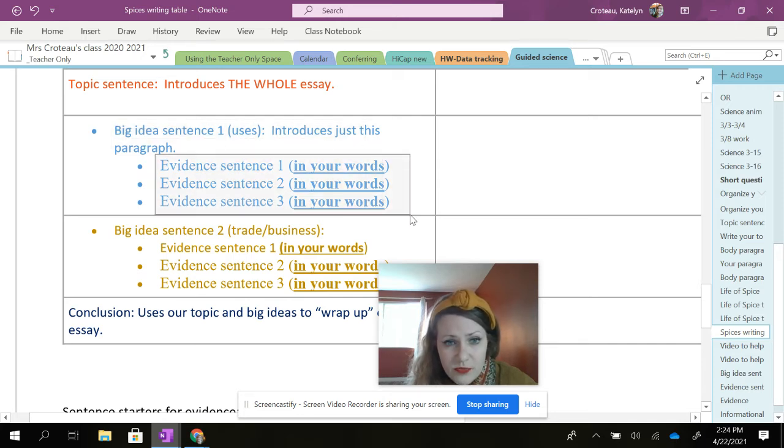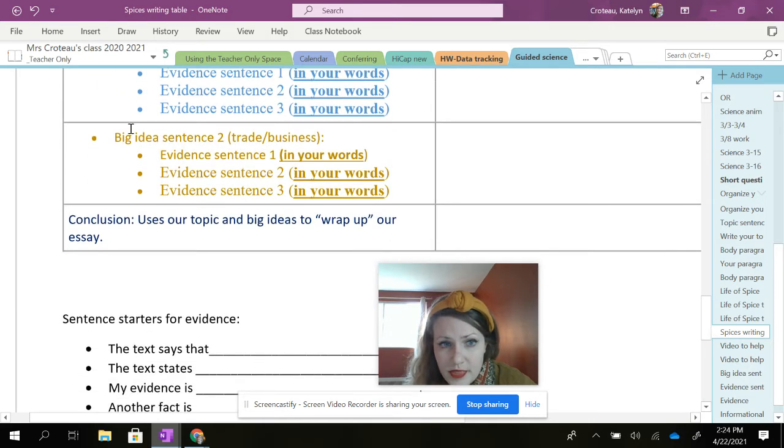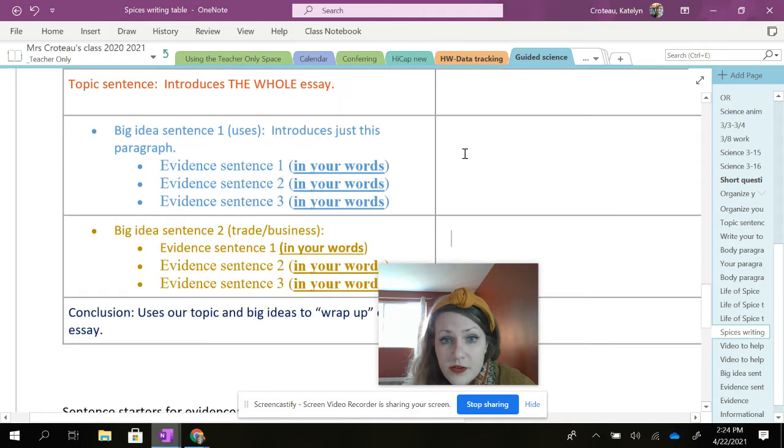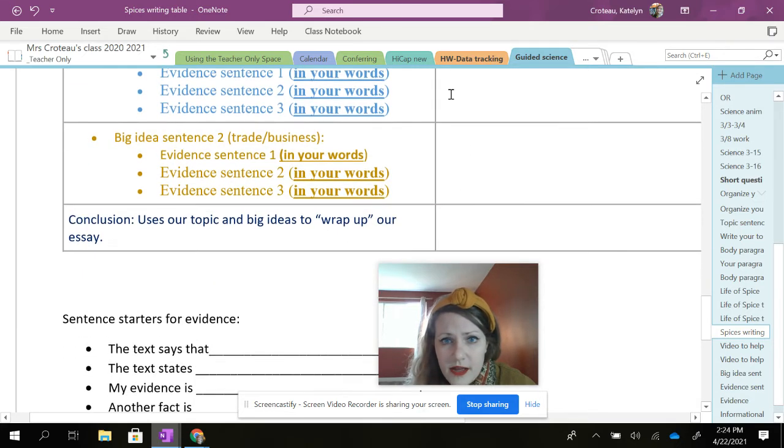The evidence sentences are actually pretty easy to find if you've highlighted. But your big idea, if for some reason you don't have this and you're in Mrs. Yamamoto's group, then you would write it here. If you are done with that and you're in Mrs. Yamamoto's group, then you're going to move on to this one. And you're only going to focus on that right now, writing your trade and business big idea. Like I said, if you don't have a big idea statement for this blue section, you're going to need both. So just look and see, do I have my big idea sentence? Do I have my evidence? Oh, I do? Great. Okay, now I'm going to move on to this one.